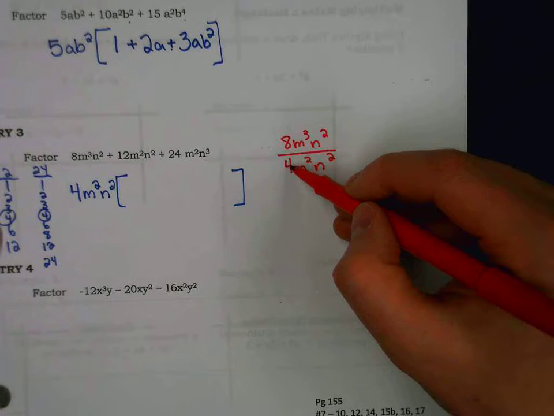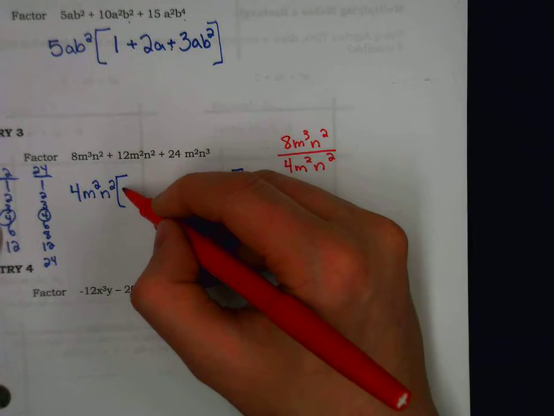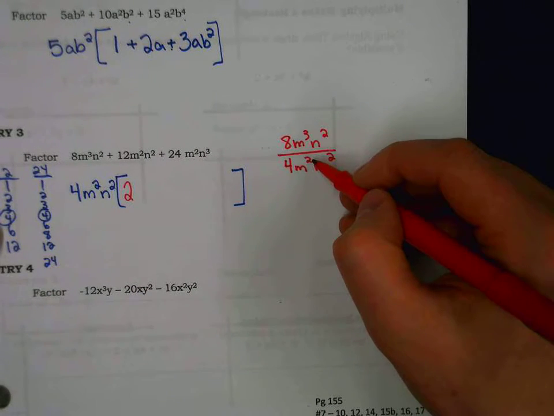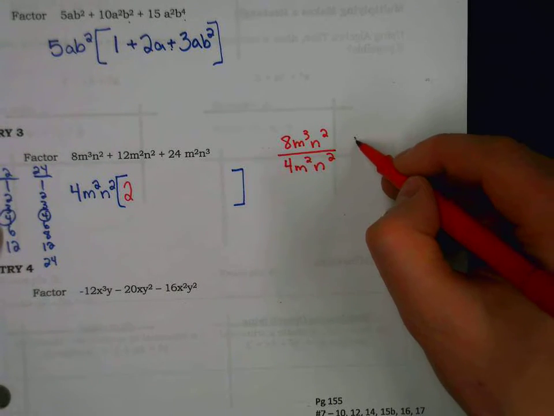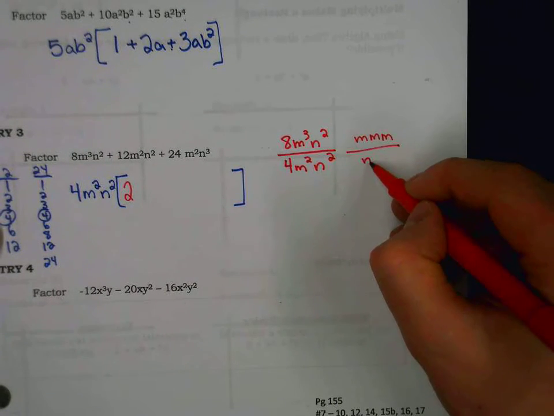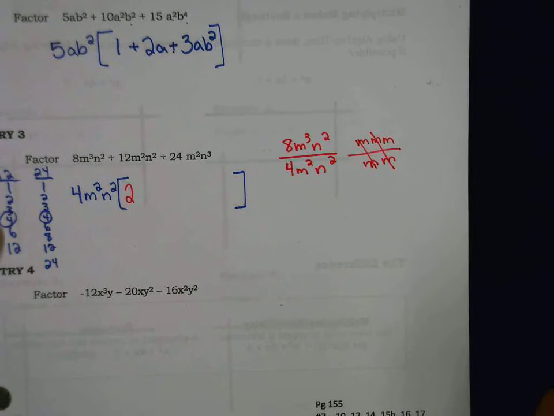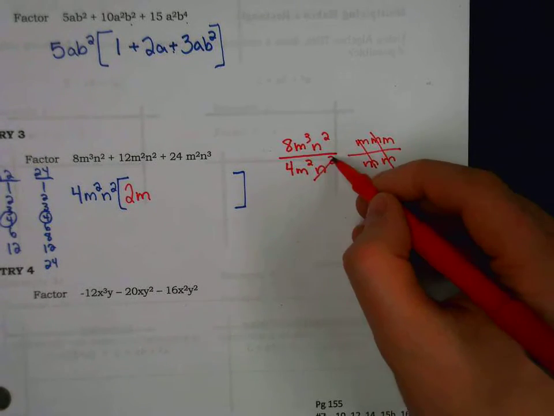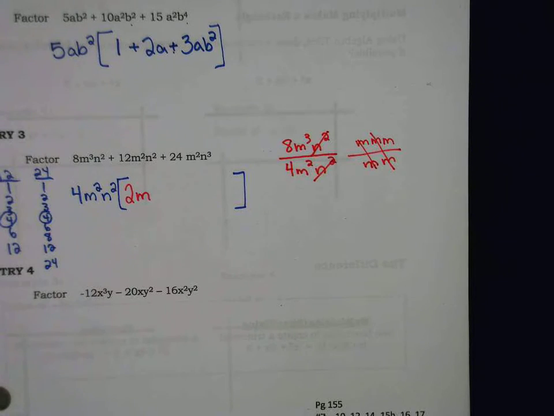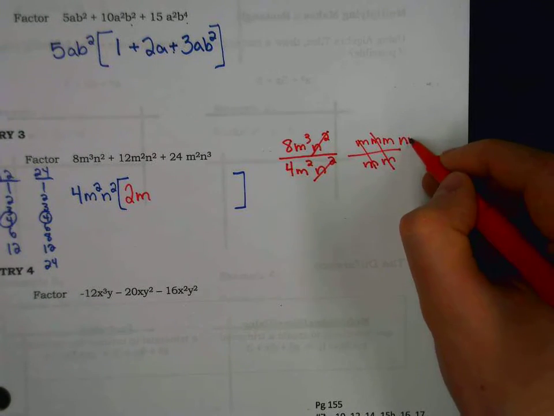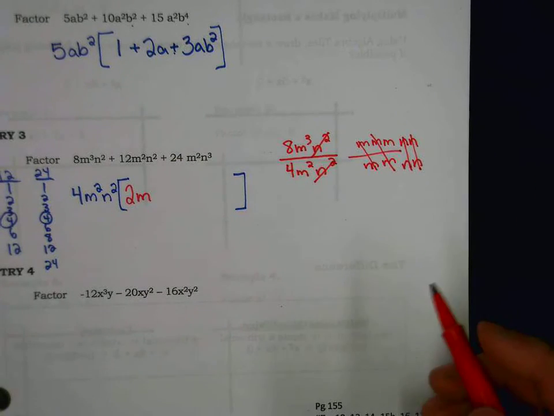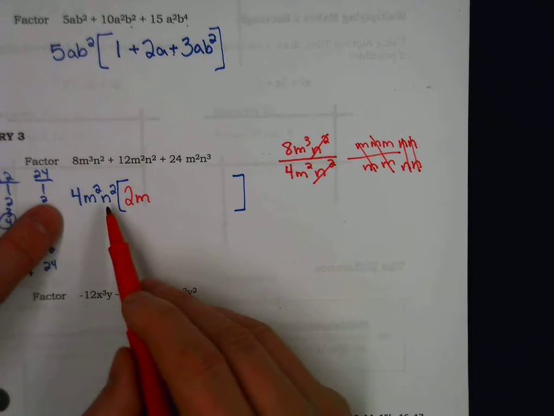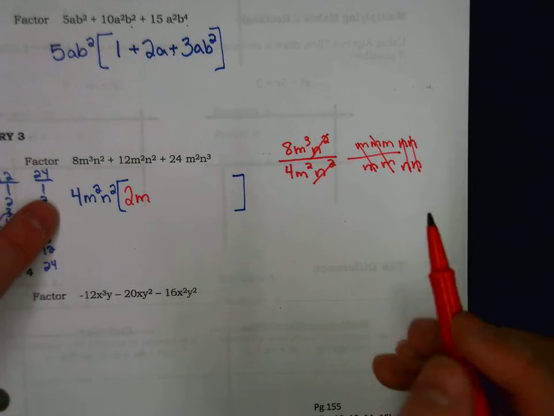8 divided by 4 is 2. M cubed over m squared, we are subtracting powers, or we are either writing out 3 m's and 2 m's and canceling out what we can. 1 m should be left over. For the n's, there's an n squared and an n squared, and we're literally crossing off 2 n's. Double checking, 4 times 2 is 8, m squared, m cubed, n squared, n squared.